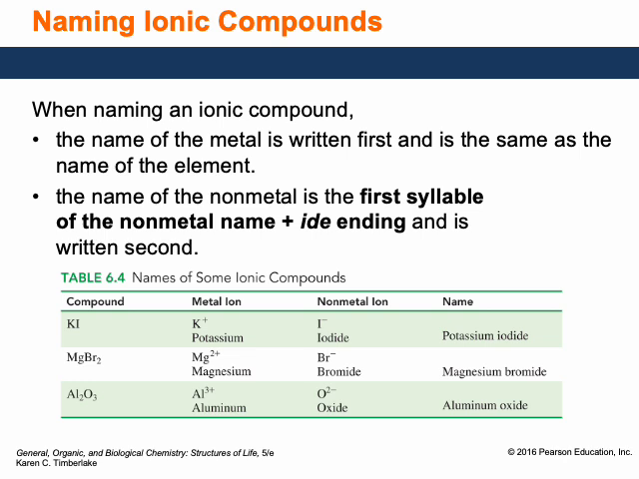So for instance, if you're talking about potassium iodide, KI, the first thing you can identify is that it's an ionic compound. Potassium is a metal, iodine is a non-metal.